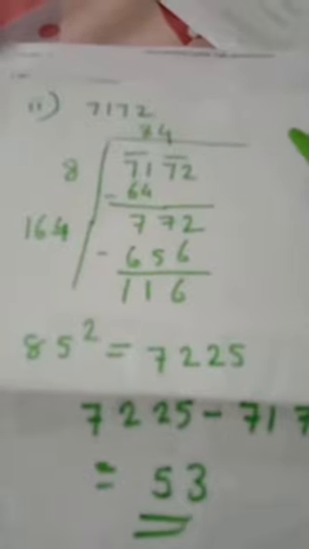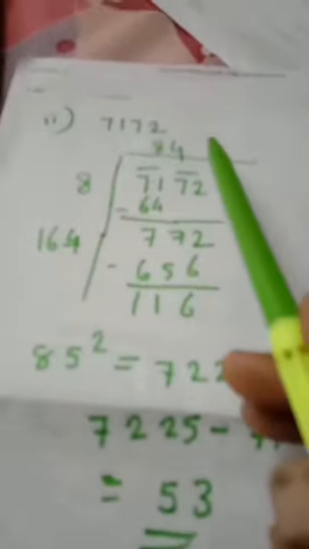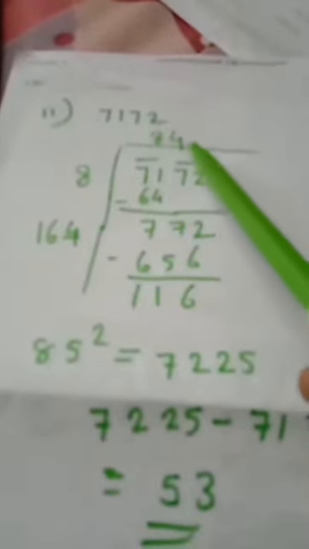To this 7172, if we add a particular number, we will get the next perfect square. We want to find that number that should be added. What number should be added to this 7172 to get the next perfect square number? First find what is the next perfect square number. For that, first you find 85 square. Here 84 you know. Then take the next number, that is 85 square.